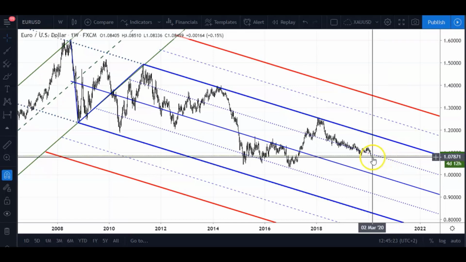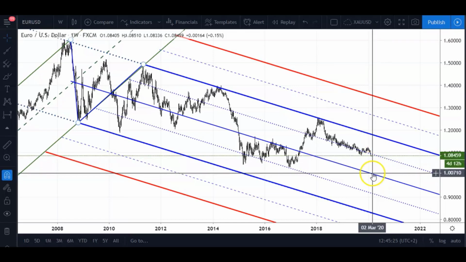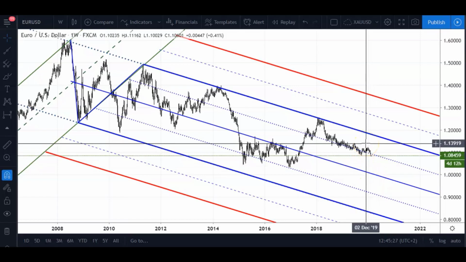Now, whether price will actually reach this low again, that's for anyone to decide. And this is obviously why you need a strategy that looks at more than just these sort of things.